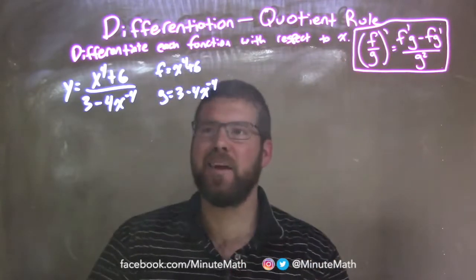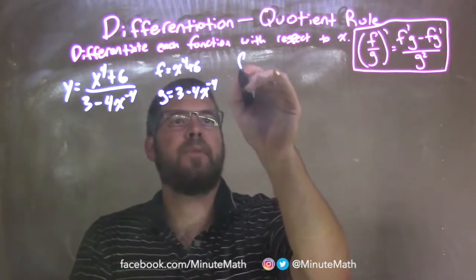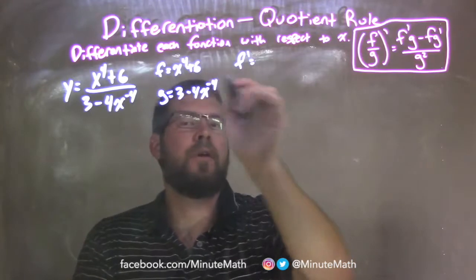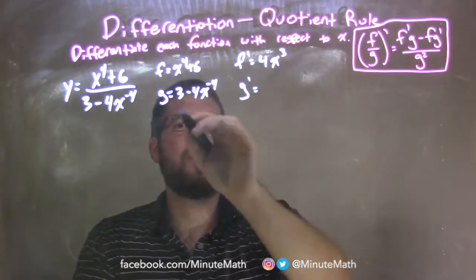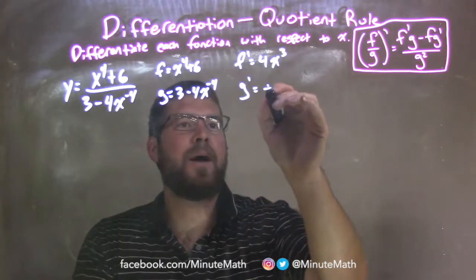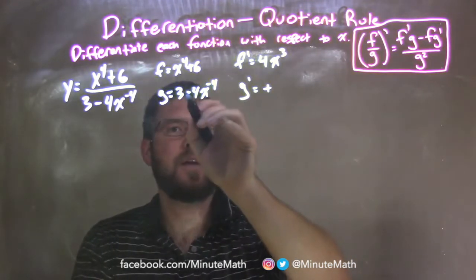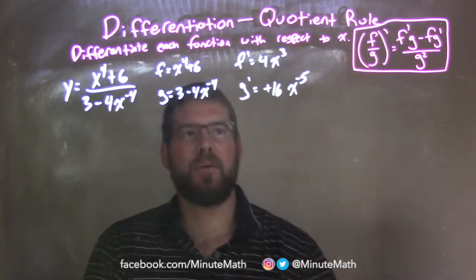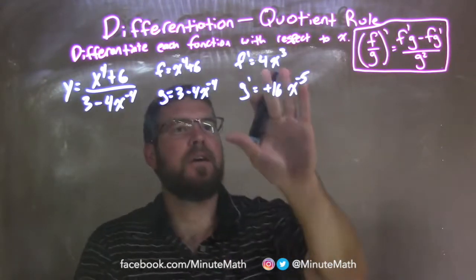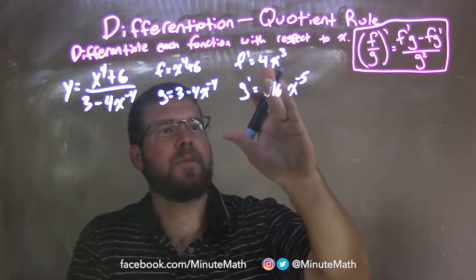Okay? Then from there, I want to find f prime. So f prime here, the derivative of f, is 4x to the 3rd. And g prime here, the derivative of g, is just going to be positive. Remember the negative comes down, negative times negative is positive 16x to the negative 5th power. Okay, so it's positive 16, and we don't really need to write the plus sign.